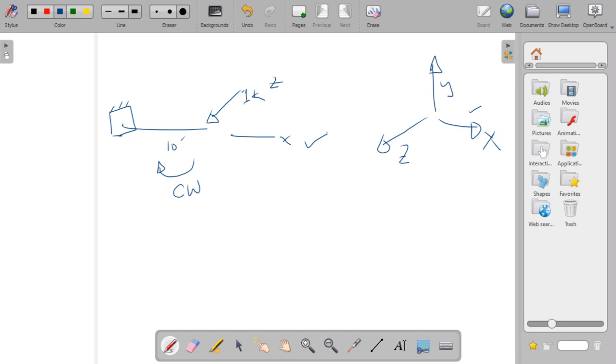As the member is in x and the load is in z, the resultant moment would be in y, but it should be anti-clockwise. So I am going to apply an anti-clockwise moment in y. It can be here, it can be here, it does not matter. The magnitude would be 10 kip-foot. So why is this an anti-clockwise moment?